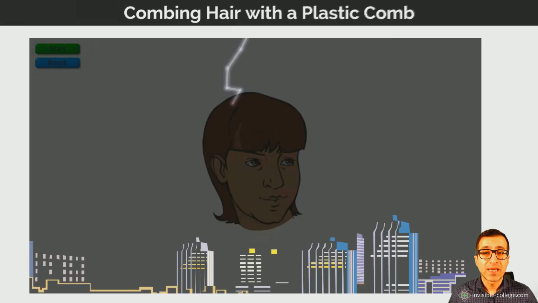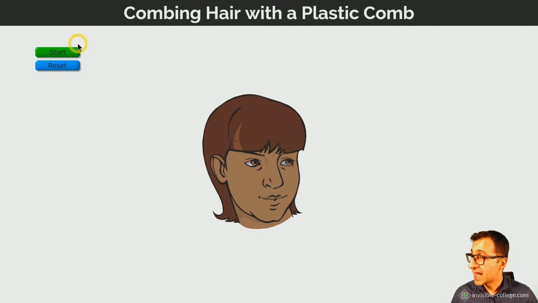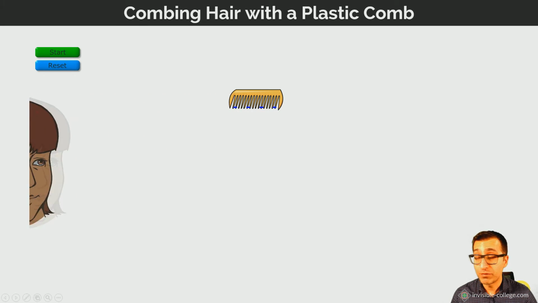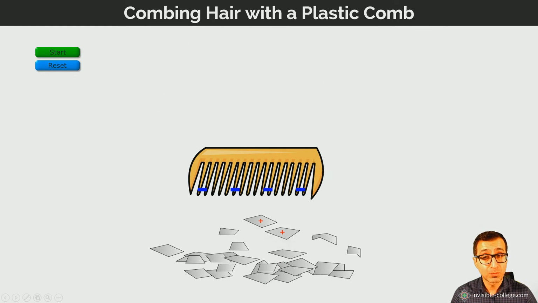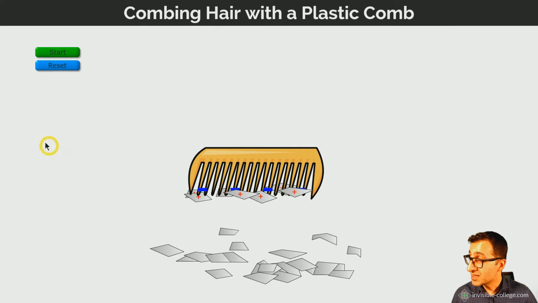So, let's have a look at combing hair with a plastic comb and explain how this works. So we take a plastic comb, and again, the plastic is an insulator. If you do this with a metal comb, it won't work in quite the same way. We can then use that charged comb to pick up small pieces of paper from a surface.